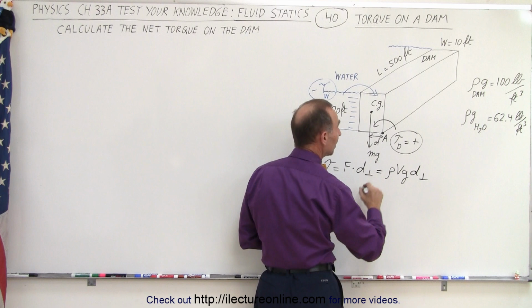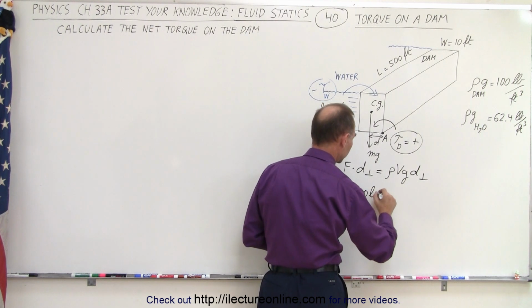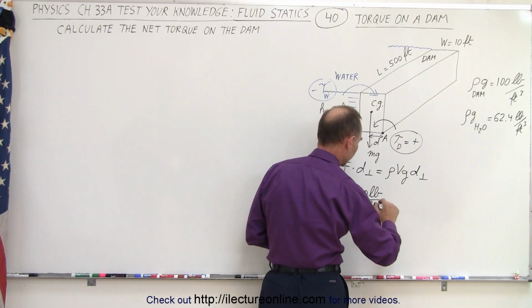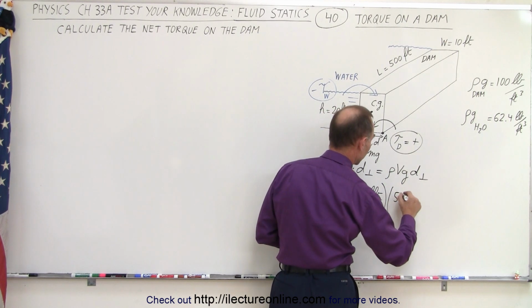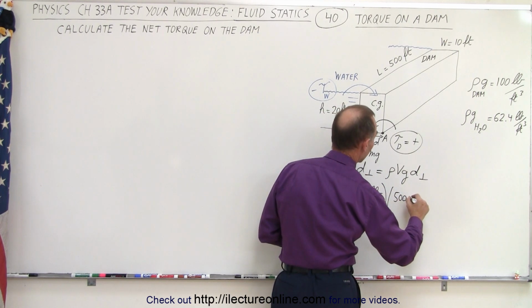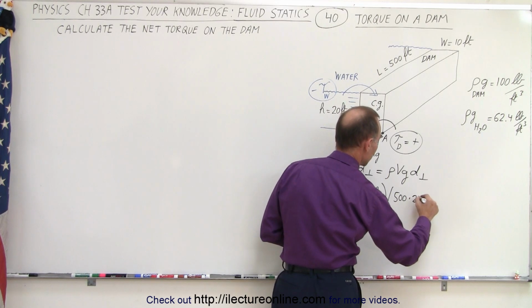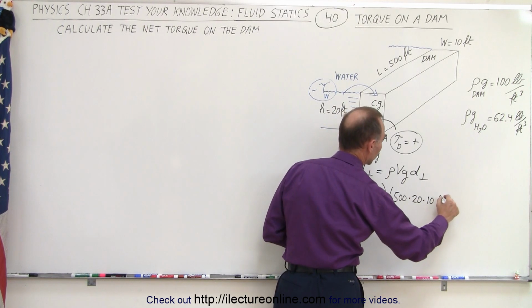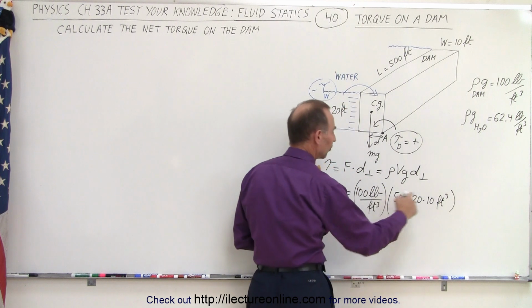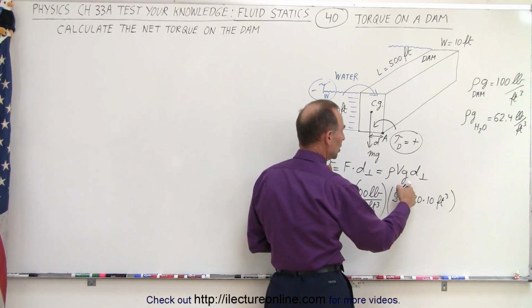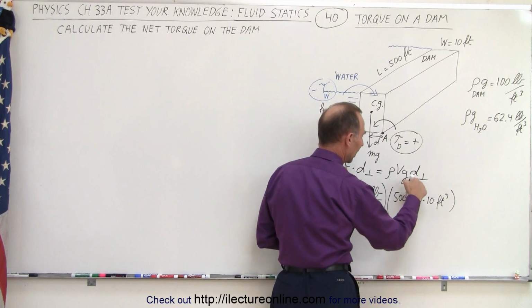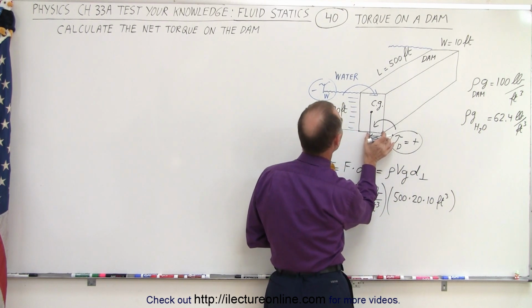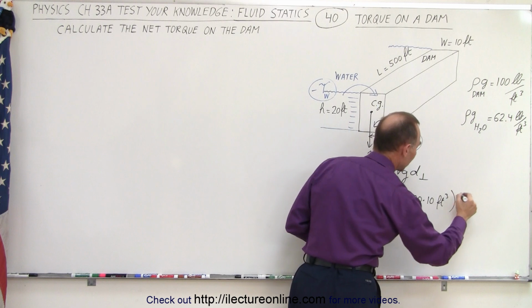And so the density is 100 pounds per cubic foot. The volume of the dam, that would be 500 times 20 times 10 cubic feet. So it gives us pounds. Rho times g is this, V is this, and the distance would be half the width, that would be 5 feet.